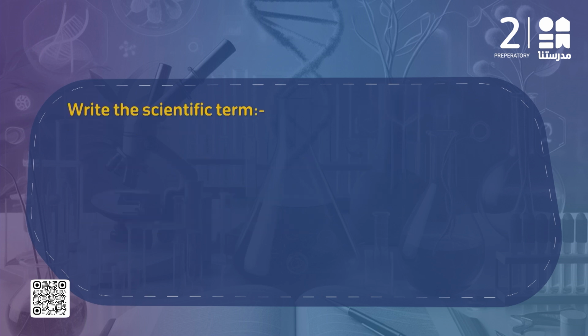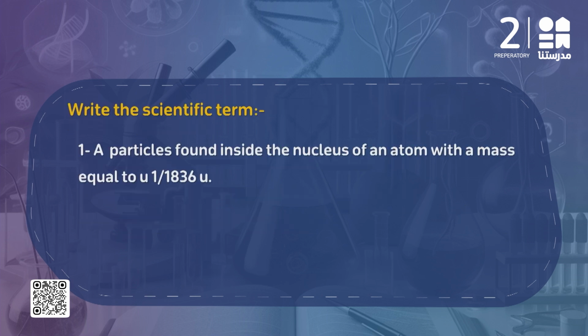Let's move to another type of question, about writing the scientific term. The particles found inside the nucleus of an atom with a mass equal to 1/1836 unit will be the electrons, because these particles have the tiniest mass among all subatomic particles.